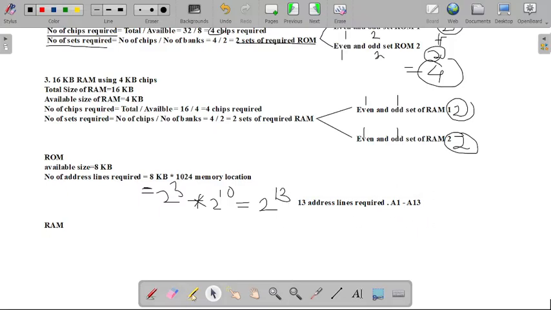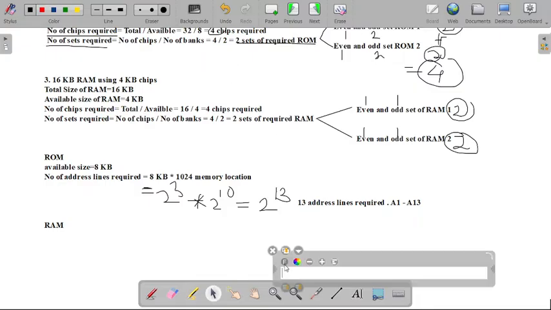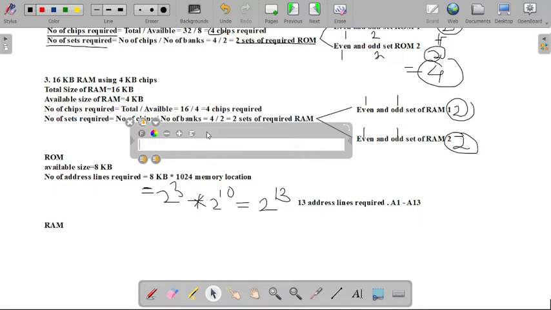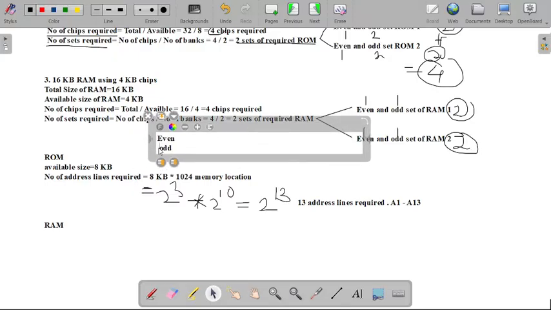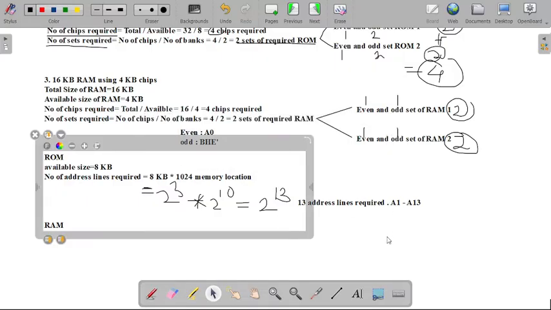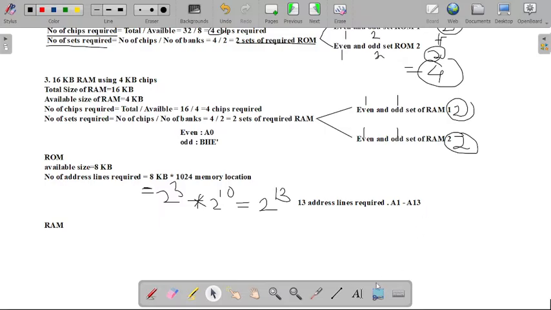Why am I taking here A1 to A13? Because whenever you have two types of banks, that is the even bank and the odd bank, you have to remember that there are always two banks, the even set and the odd set of bank. In that even and odd set of bank, we connect address line 0 to our even bank and we connect the pulse high enable signal to our odd set of bank. That's why we have taken line numbers A1 to A13.